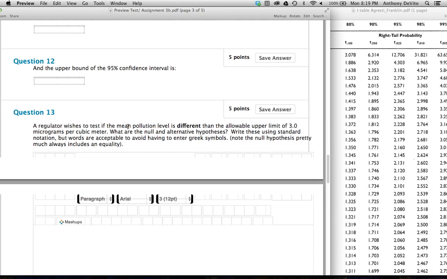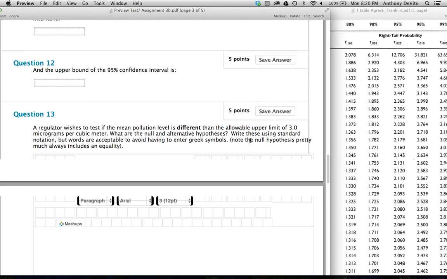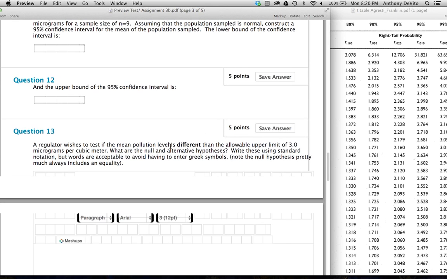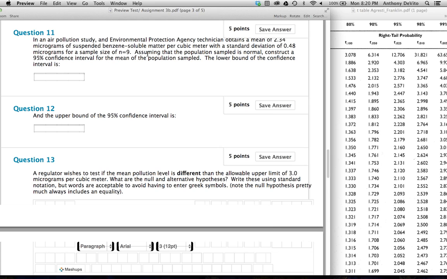Okay, a regulator wishes to test whether the mean pollution level is different than the allowable upper level of 3.0. So what's our null hypothesis here? Our null hypothesis is that the average pollution level in this environment is the same as the limit of 3.0. And our alternative hypothesis is that the average pollution for this population, for all of the samples you could take here, is different than 3.0. We could make this a one-sided result, but we don't really know that it's greater or less than, it could be either.